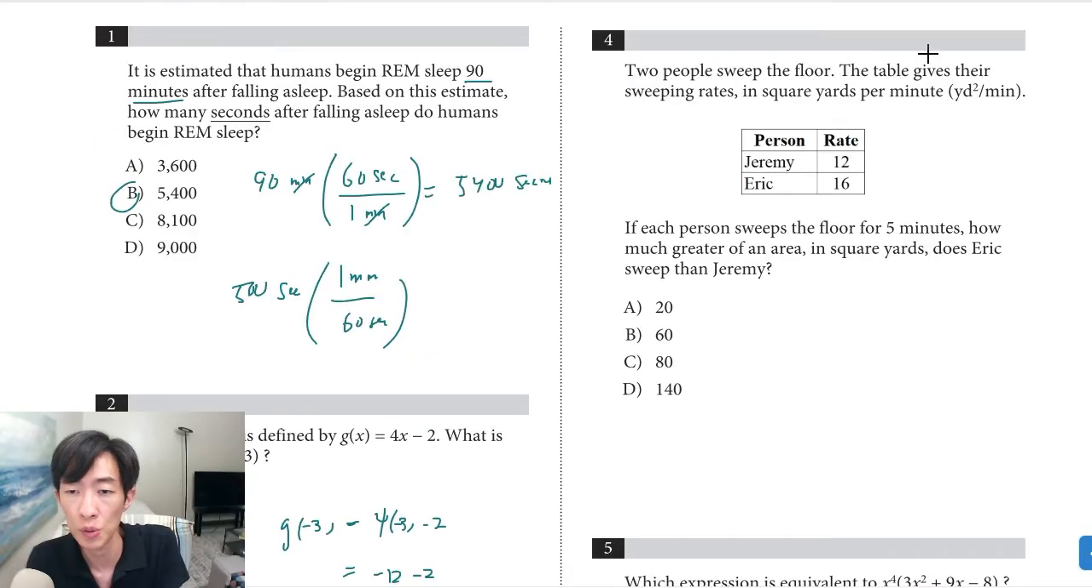Question 4, 2 people sweep the floor. The table gives their sweeping rates in square yards per minute, or yards squared per minute. If each person sweeps the floor for 5 minutes, how much greater of an area does Eric sweep than Jeremy?